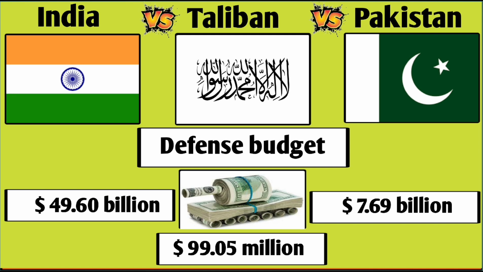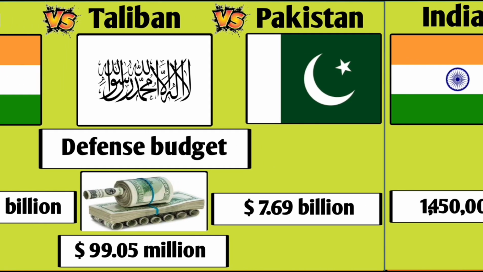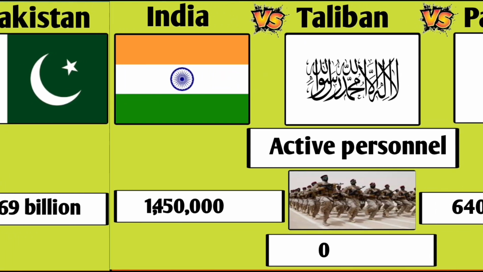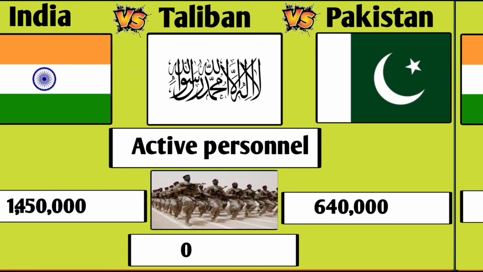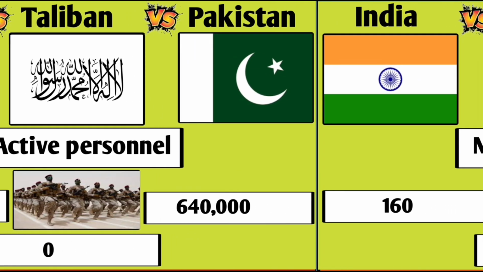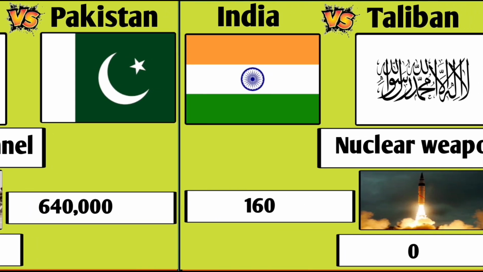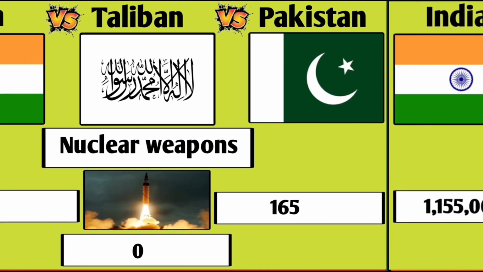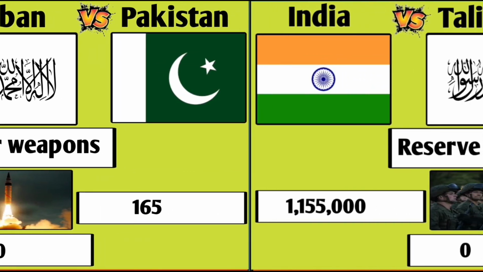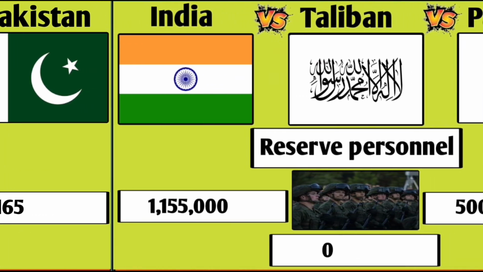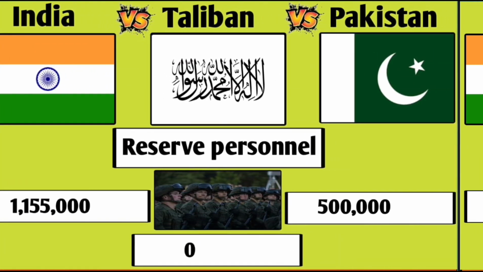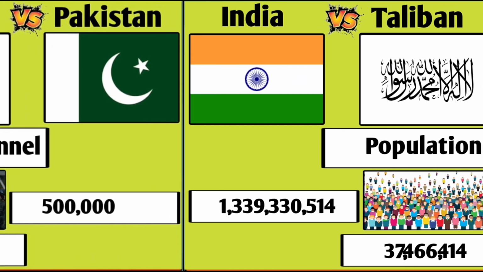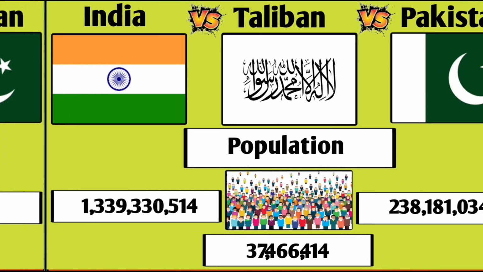India has more defense budget. Next is active personnel. India has more active personnel. Pakistan has more nuclear weapons. India has more reserve personnel. India has more population.